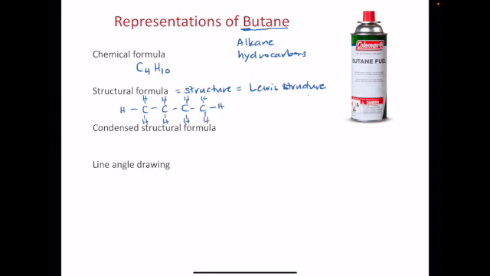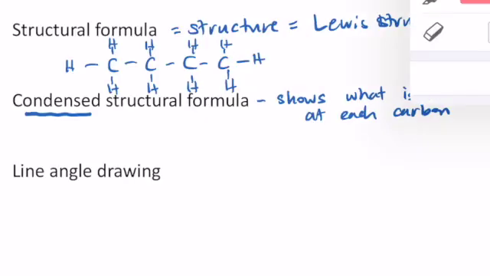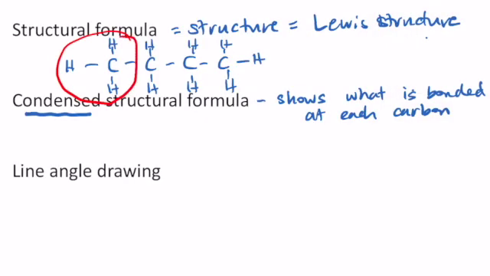And because it takes some time, there's a shortcut, which is called the condensed structural formula. The condensed structural formula shows just what's bonded at each carbon atom. Okay, so what is bonded at each carbon atom? The group at each carbon atom, the first grouping here is a CH3. So this is going to be written as CH3. Don't need to draw the bonds out.